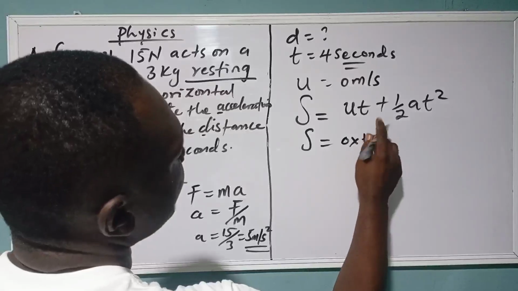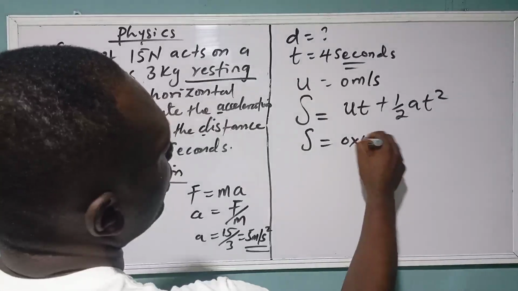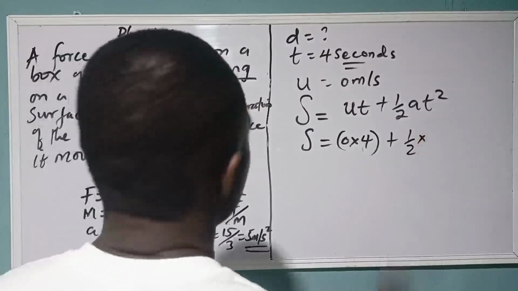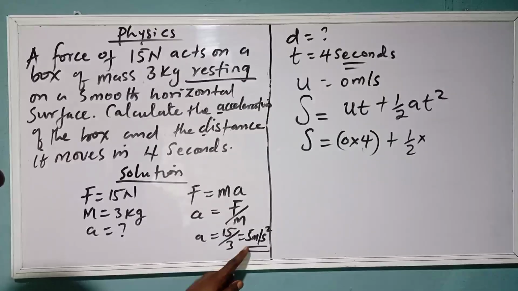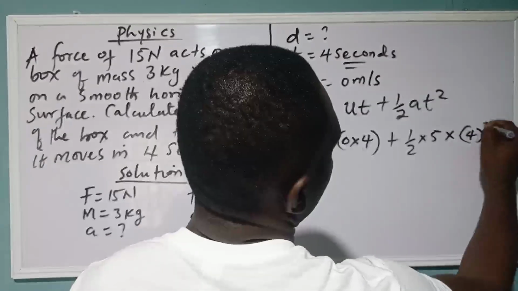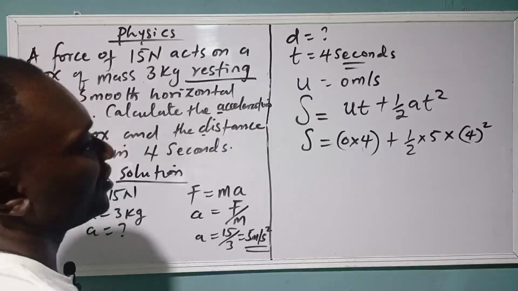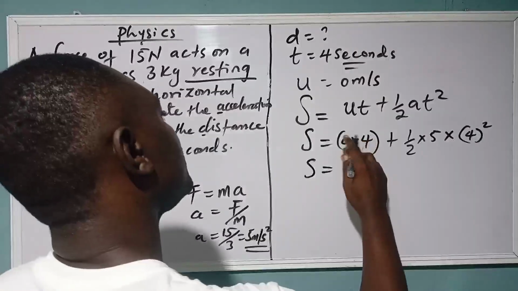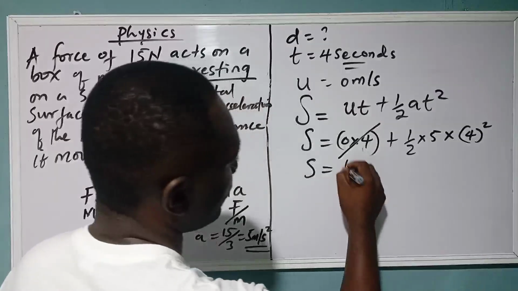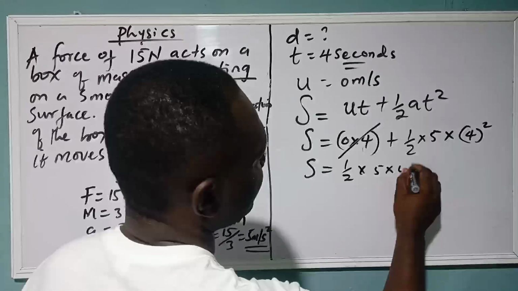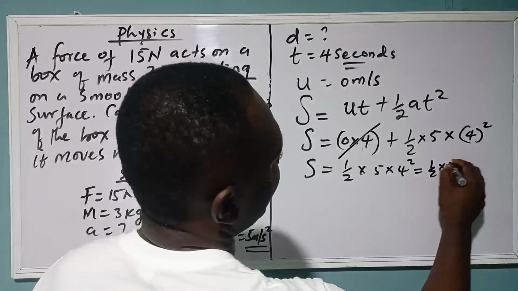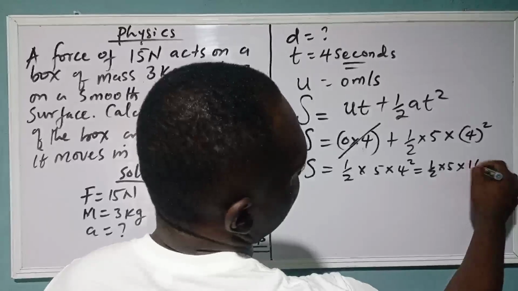So s equals 0 times 4, which is our time, then plus half times our acceleration, which we calculated initially was 5, and then time still remains 4 seconds. So we square that value. So s is equal to 0 times 4. This one will be eliminated, and then we are left with 1 over 2 times 5 times 4 raised to the power of 2. Now this can be written as 1 over 2 times 5 times 16, right?